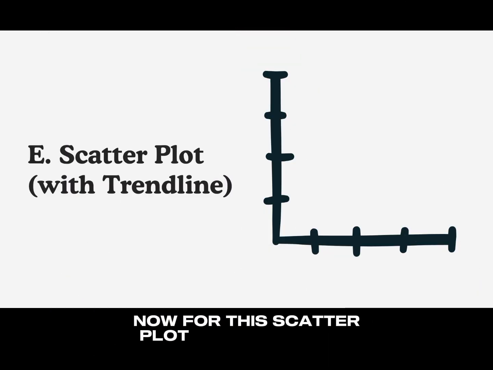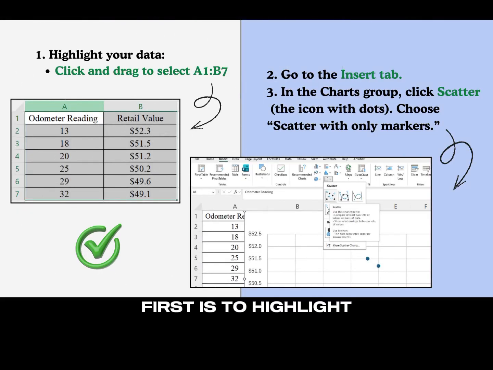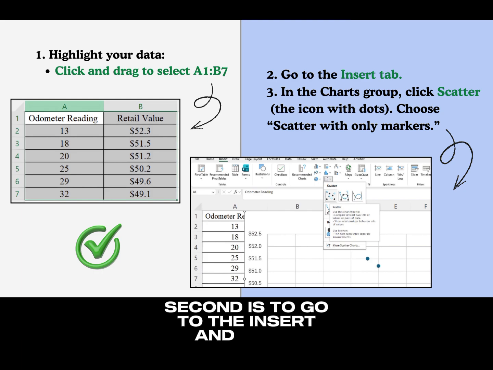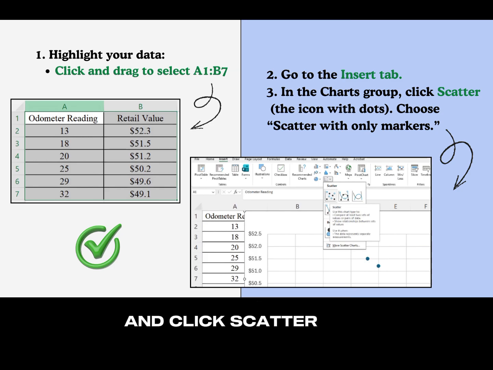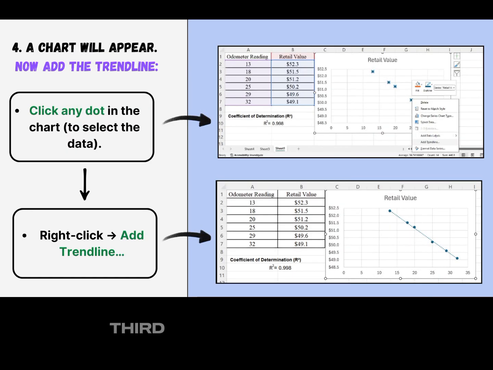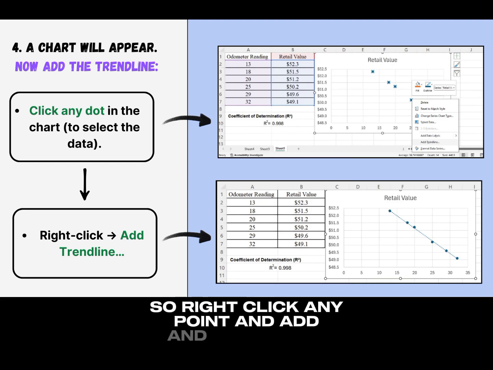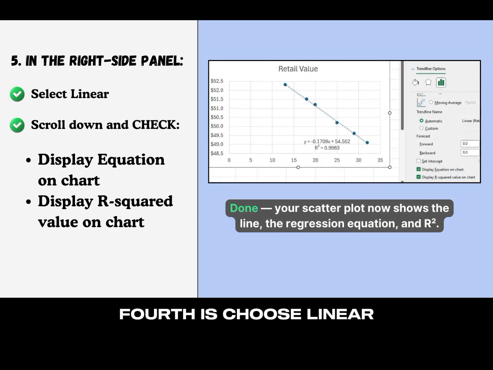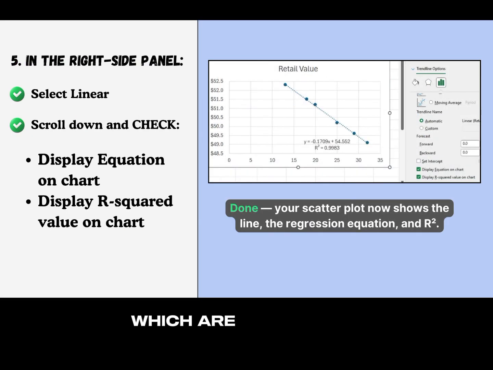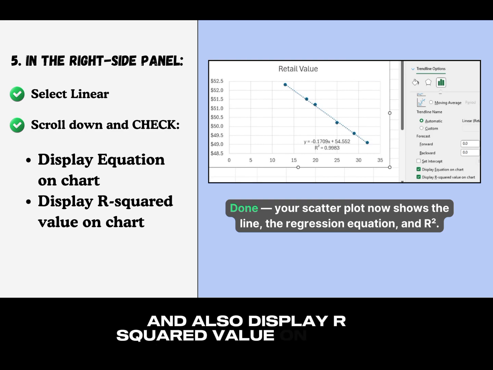Now for the scatter plot with trend line. To create the scatter plot, first, highlight the X and Y data in A1 to B7. Second, go to Insert, go to Scatter, and click Scatter with only markers. Third, a chart will appear. Right-click any point and select Add Trendline. Fourth, choose Linear and then check Display equation on chart and also Display R-squared value on chart.